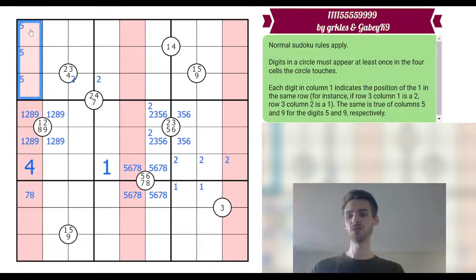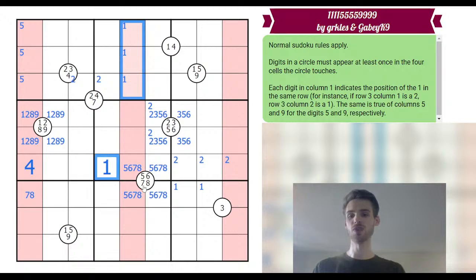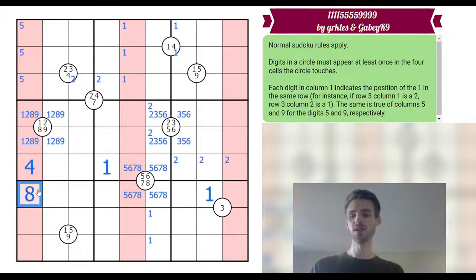So the 5 in column 1 is at the top, which means that the 1 in the 5th column is going to be at the top as well, which means that these two 1 pencil marks place a 1 down here. This is also affected. These pencil marks say that there's no 1 in here, so there must be a 1 over here. So there's no 1 there, and that's a 1. And that's an 8. That's a beautiful little chain of logic.